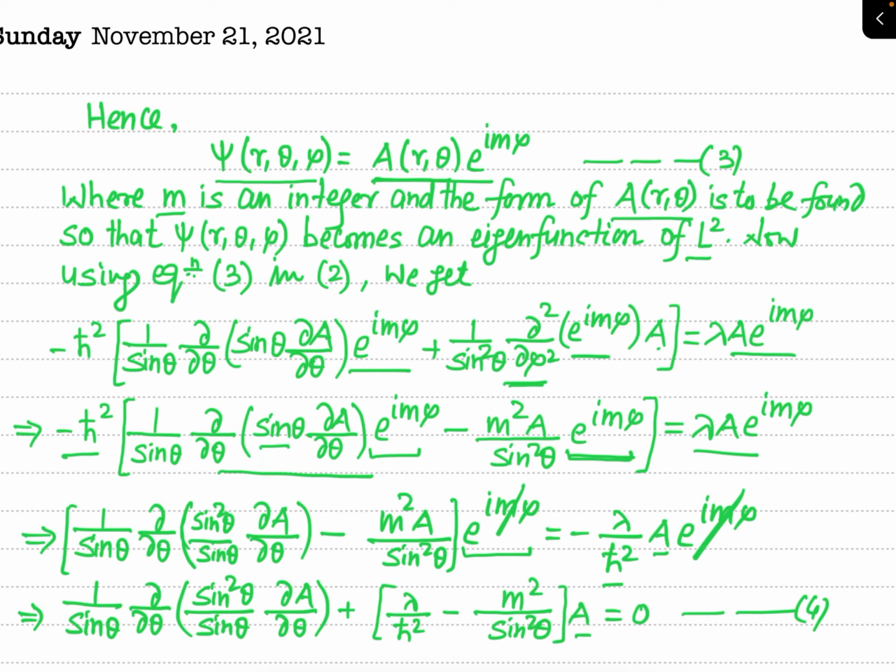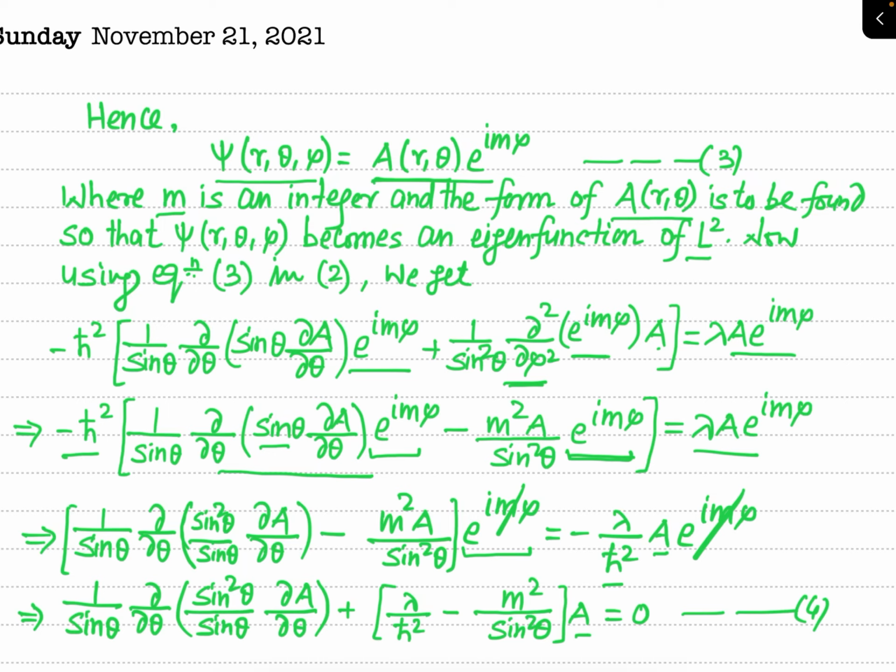In fact, in our equation there is sine theta, but I have written here sine square theta over sine theta. After simplification, this will be simply sine theta. So this sine theta may be written like sine square theta over sine theta. This is done for convenience, which we will see now. So this is our eigenvalue equation.